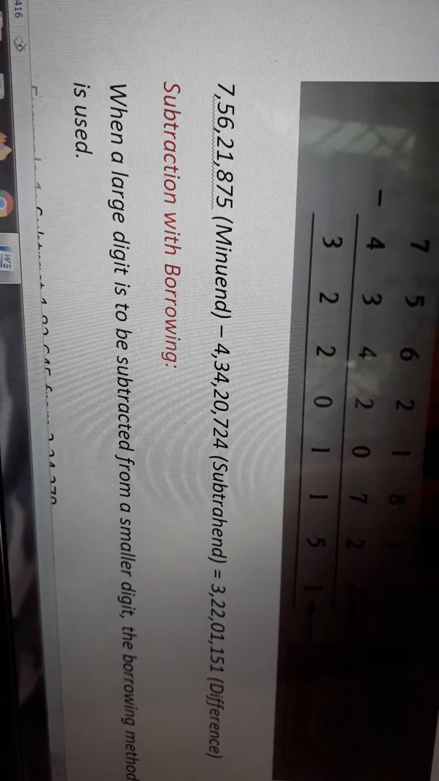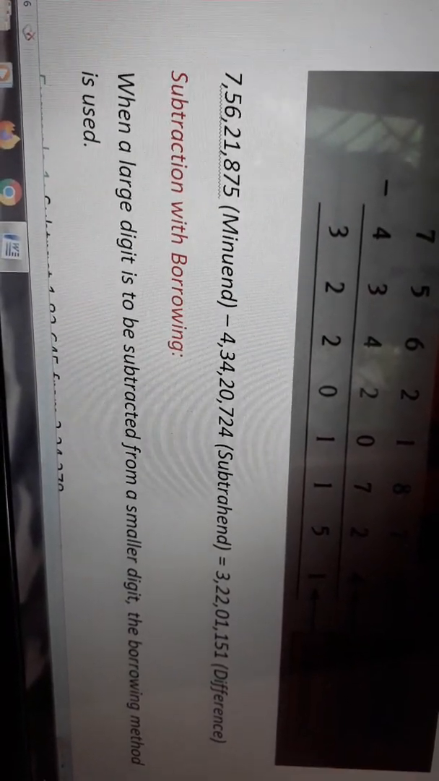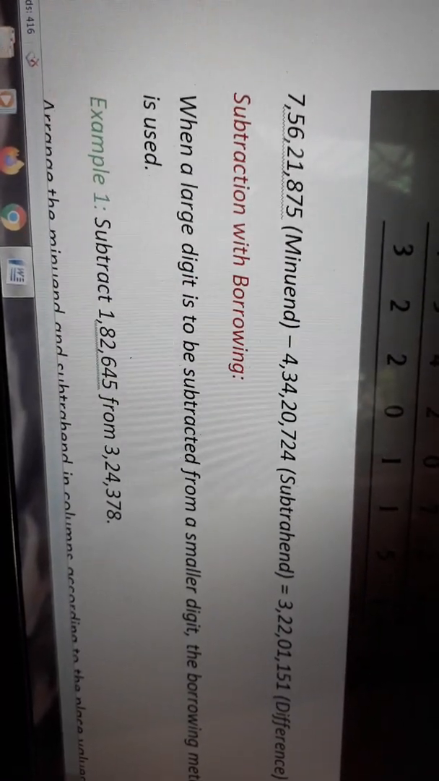Now the important thing is when we subtract a larger number from a smaller number. At that time we will use the borrowing method. So when a larger digit is to be subtracted from a smaller digit, the borrowing method is used. So let's see the first example.